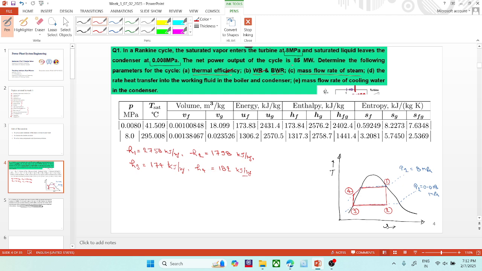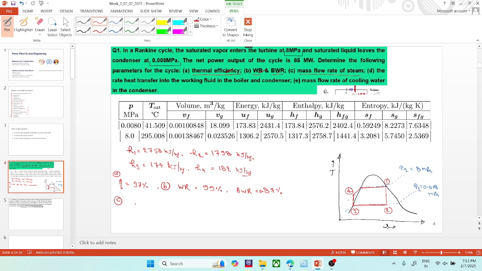So first they have asked to calculate the thermal efficiency and it would be the ratio of net work to the heat supplied. This value will come around 37%. This would be the answer of part A. Part B, you will get the work ratio as something around 99% and back work ratio would be around 0.87. Okay, so the summation of these values would be around 100%.